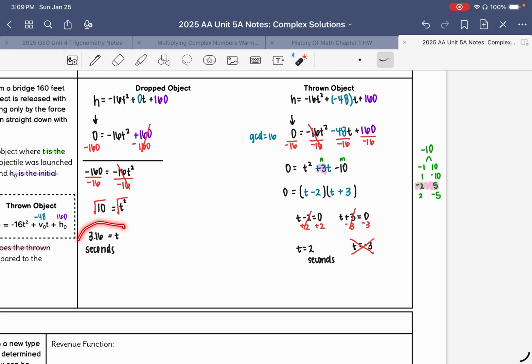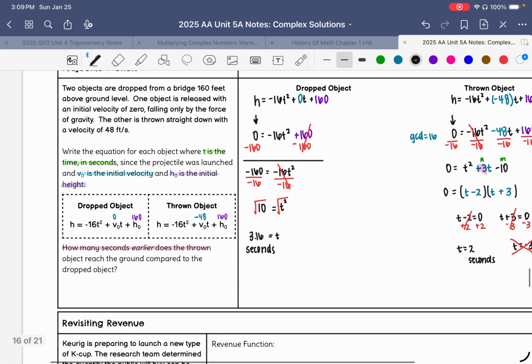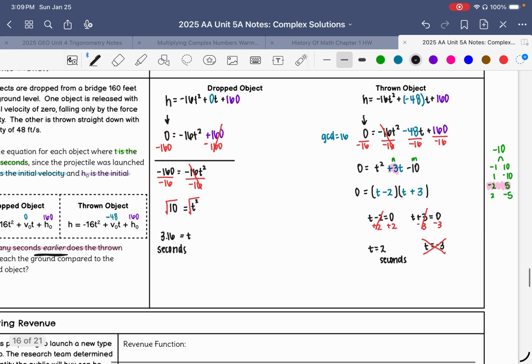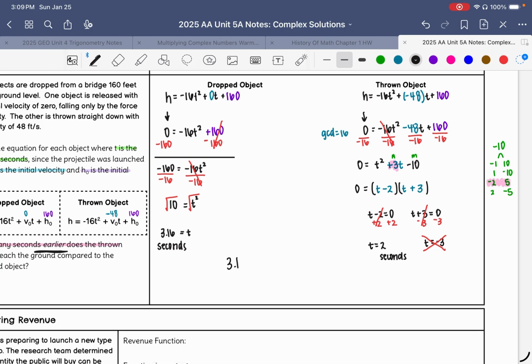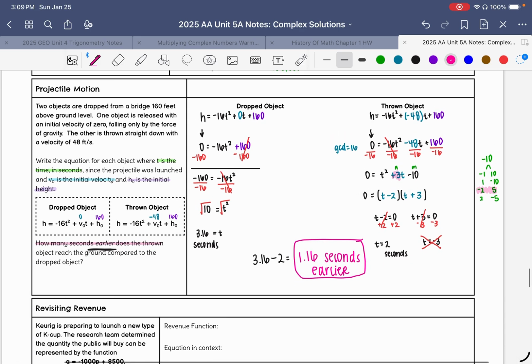The dropped object reaches it in 3.16 seconds. So if I'm asking again, how many seconds earlier does the thrown object reach the ground? I need to take my 2 and 3.16 and find the difference between them. So the thrown object reaches the ground 1.16 seconds earlier. And that is my answer. Not 3.16, not 2, but 1.16.